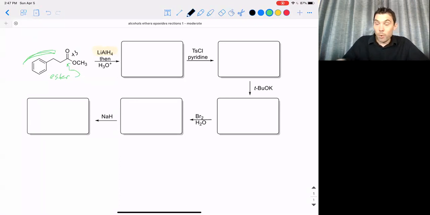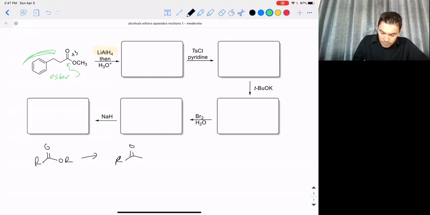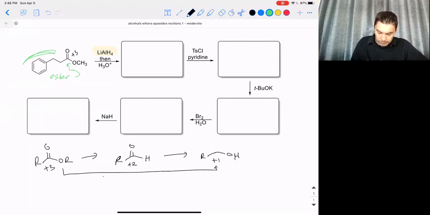And so often when we think about the ester, we can imagine it being reduced to a number of different products. The first of which would be an aldehyde, where we've gone from the +3 to the +2 oxidation state, but we can also imagine it being reduced all the way down to the alcohol at the +1 oxidation state. And in this particular case, lithium aluminum hydride is going to take us all the way.